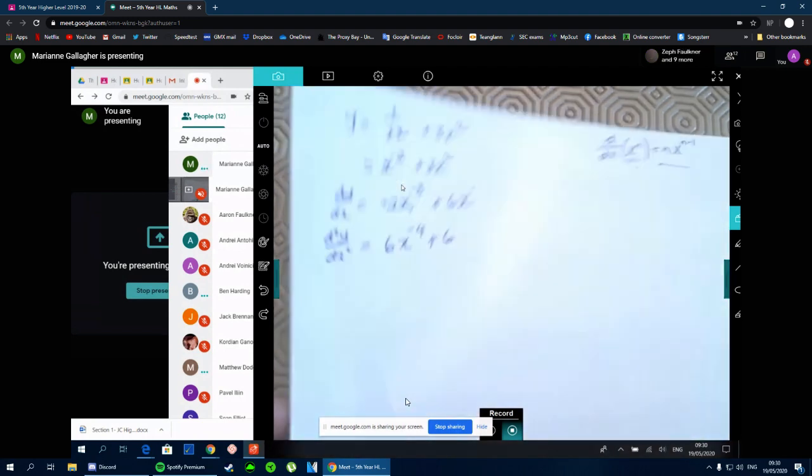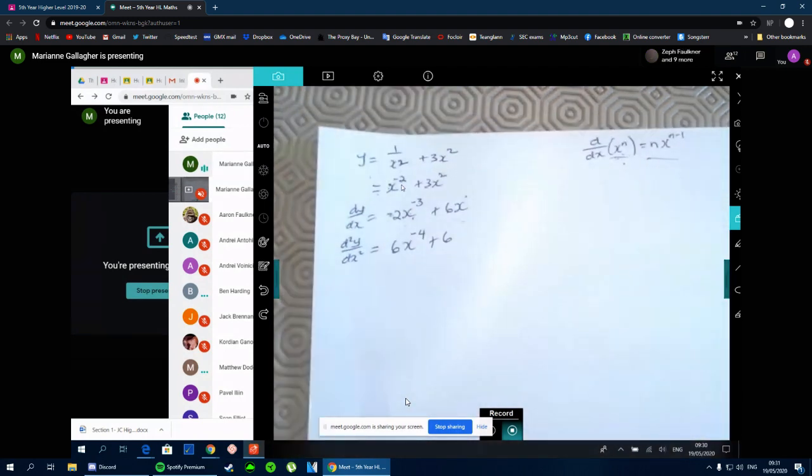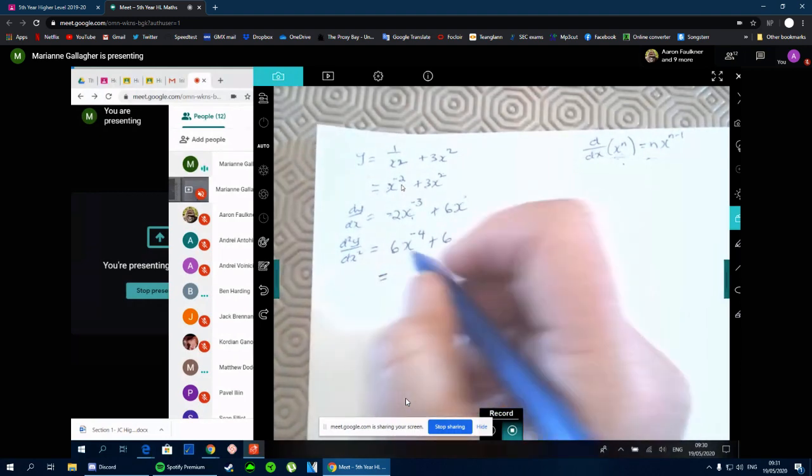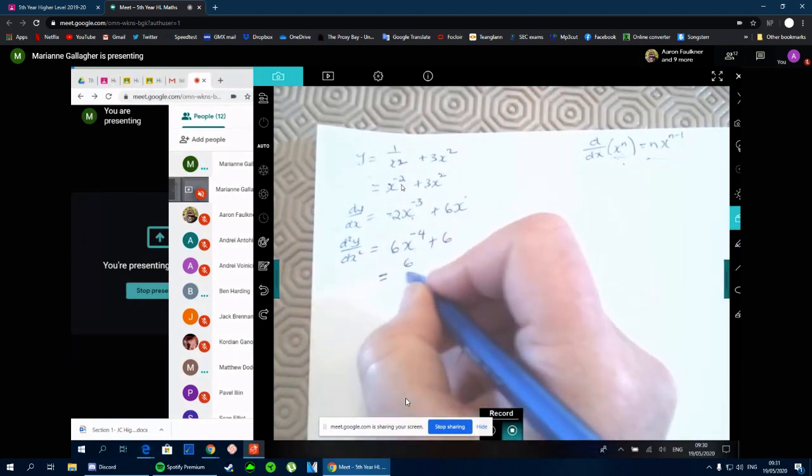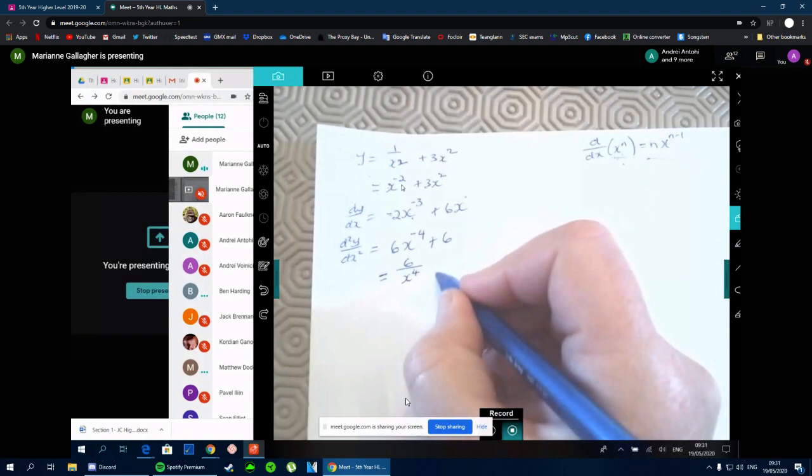So that's just anything's power of 0 is 1. And now at the end, you can put it back into the correct form. X to the negative 4 goes under the line to become x to the 4 and 6.